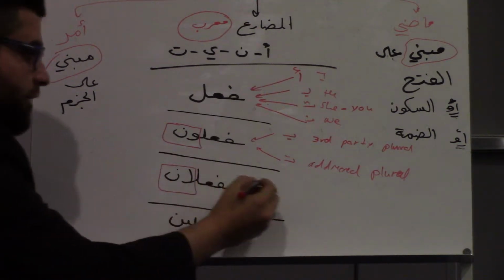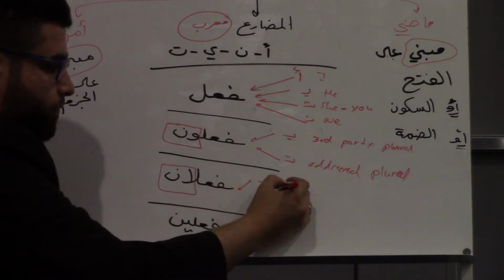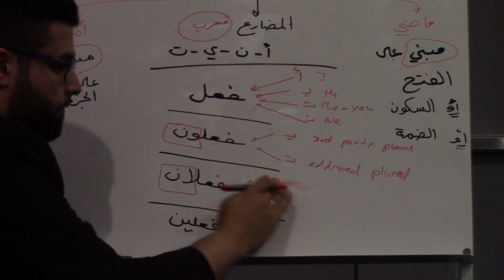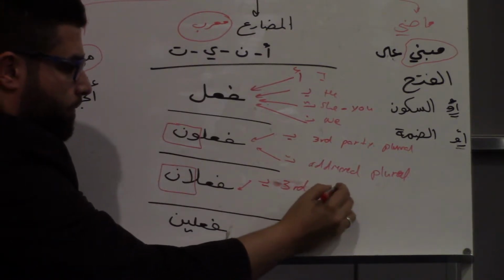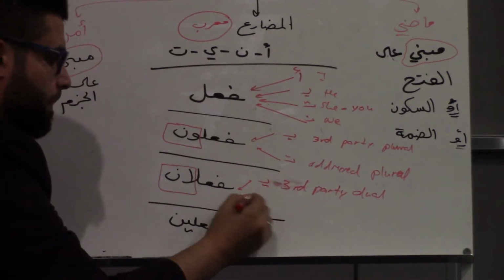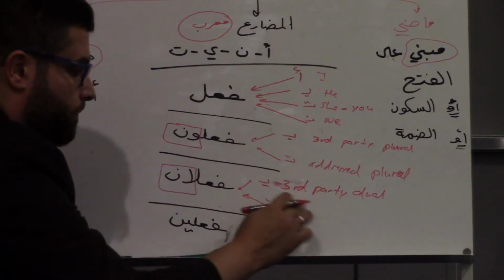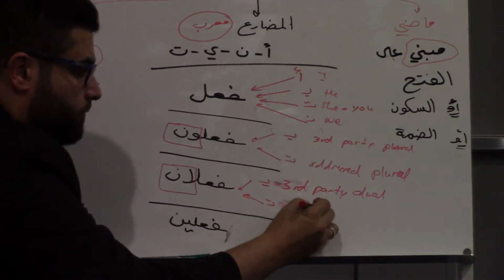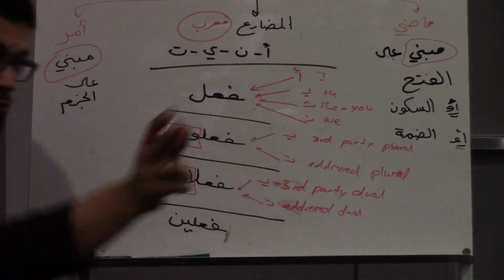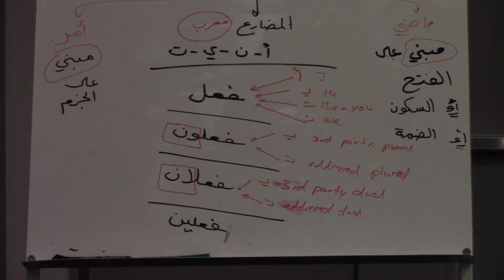Yaf'alan, this is a dual form, talking about two. So either we say yaf'alan, third party dual, right? Or taf'alan, addressed dual, so you two. Or you can use this for third party feminine dual. So if 2 women are doing something, taf'alan, but that's very weak in the Arabic language. Meaning scholars of linguistics may tell you that's not acceptable. You should say taf'alna. Anyways, that's why I've always left that out, and I'm going to continue to leave that out for a while.